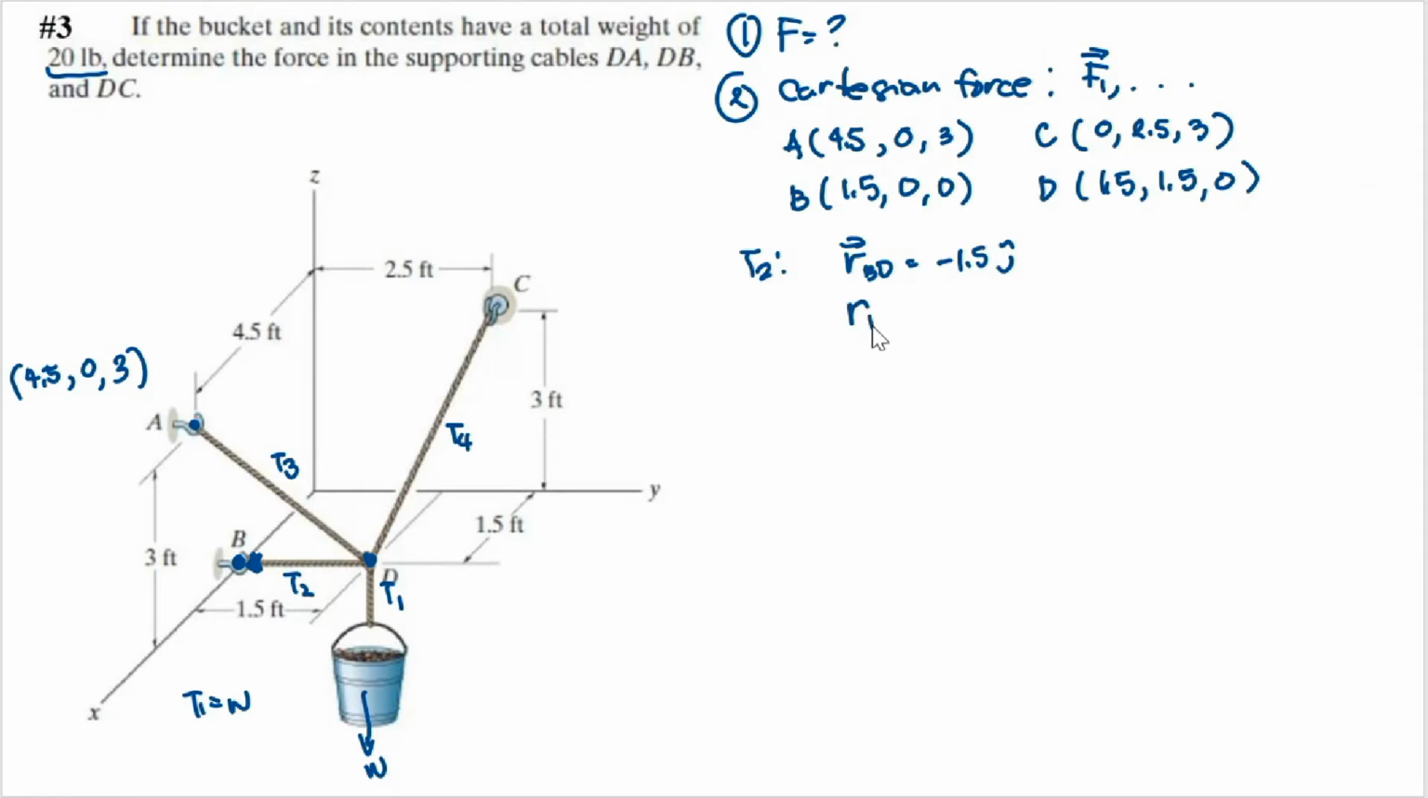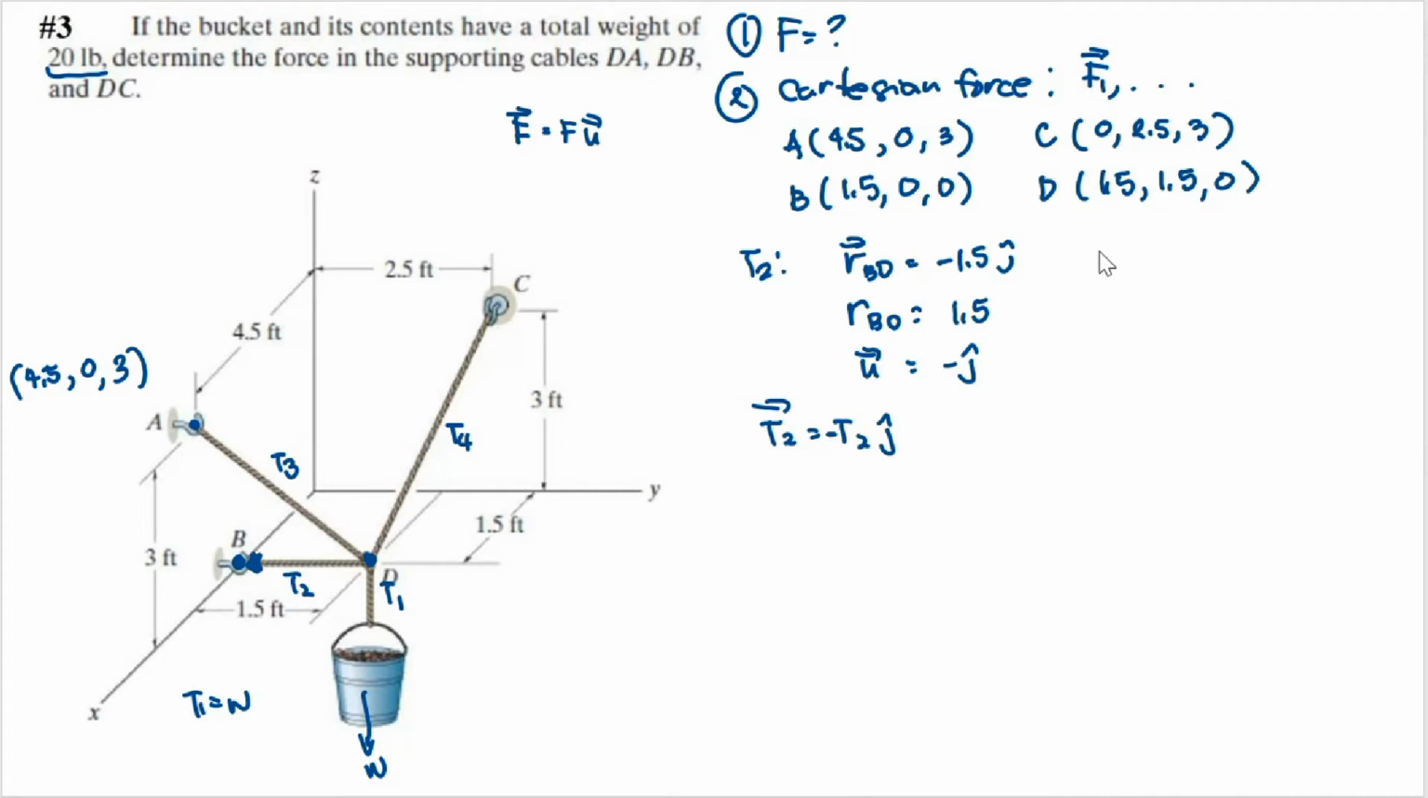Now for the magnitude of BD, since it is only one component, that is 1.5. Okay? And the unit vector of that is negative 1.5 j hat divided by 1.5, so that is negative j hat. And therefore, T2 now is equal to, the formula of our force, remember, F is equal to the magnitude times its unit vector. Since T2 is just the magnitude, we do not know the value of T2, then j hat, I will just put a negative here. Okay? So that is for T2.